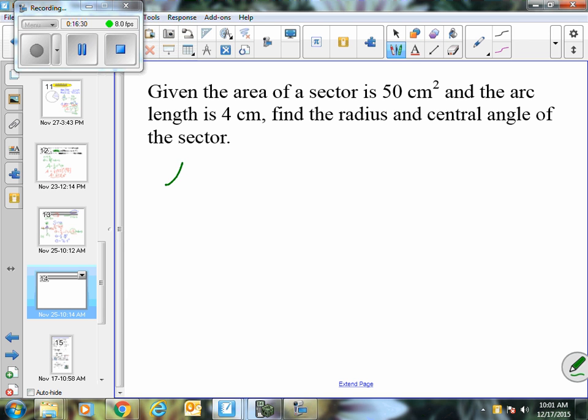All right, so as I read this, they say the area of the sector is 50 square centimeters. So I know that A for area. And I know that the arc length is 4 centimeters.